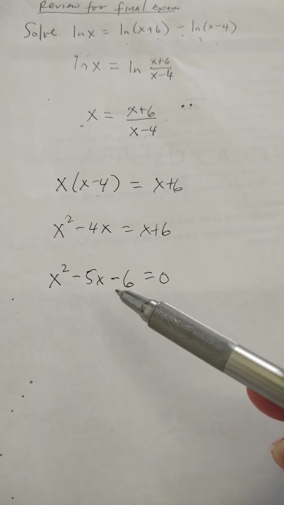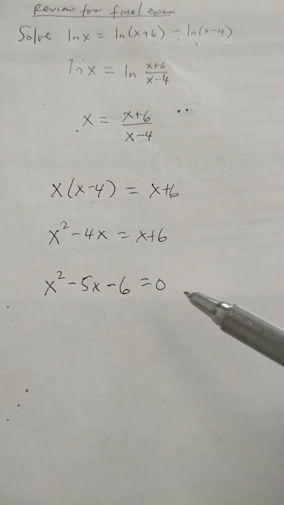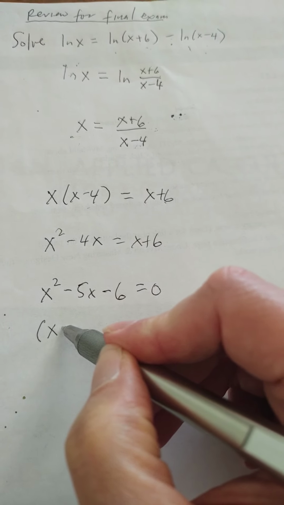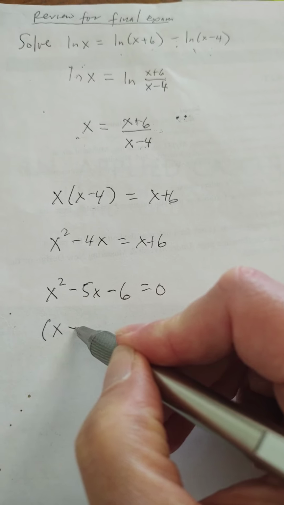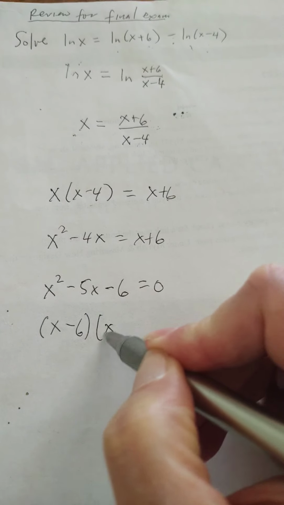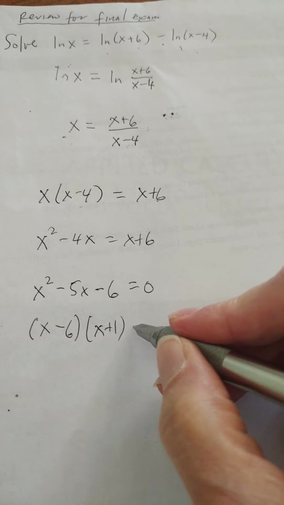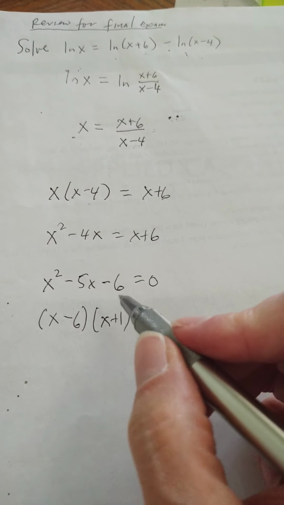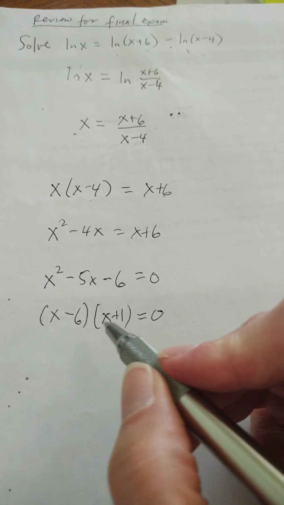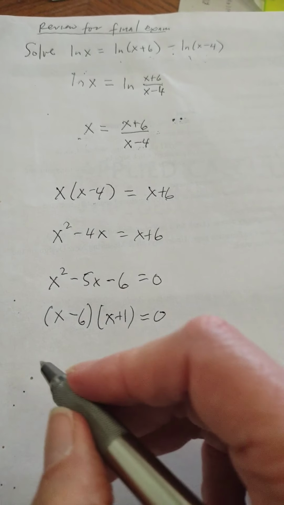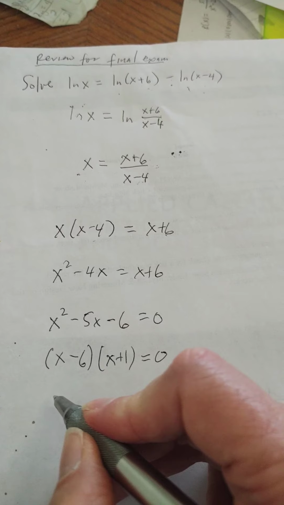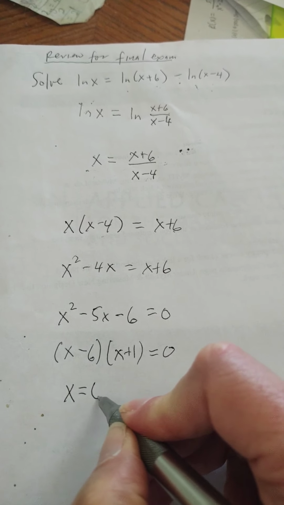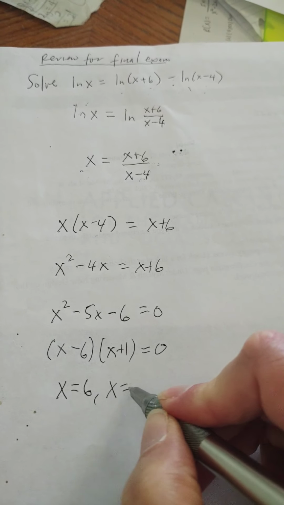And now hopefully we can factor, because that way I can use the zero factor rule. So this becomes x, and this is factorable. It's going to be x minus 6 times x plus 1 equals 0. Because doesn't negative 6 times 1 give me negative 6? And isn't negative 6 plus 1 the middle term of negative 5? Okay, let's set each factor equal to 0, the zero factor rule. So my solutions are going to be x equals 6, x equals negative 1.